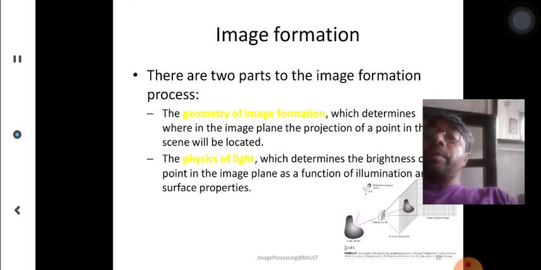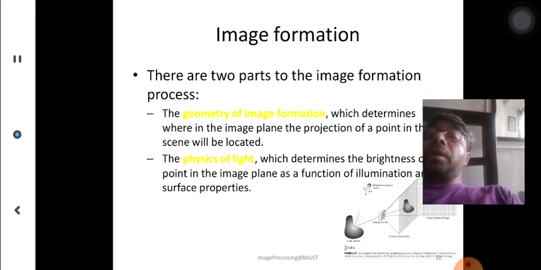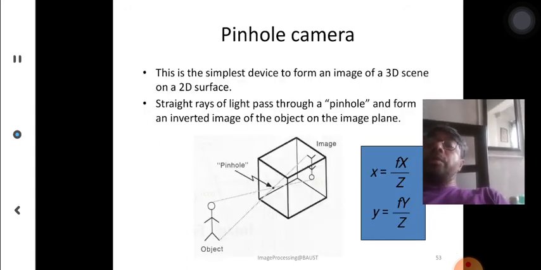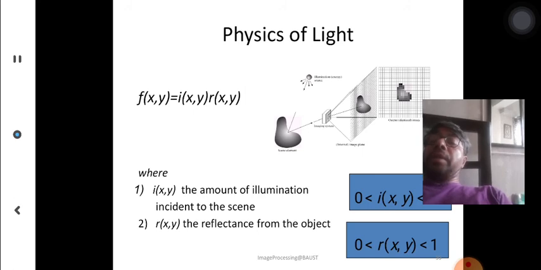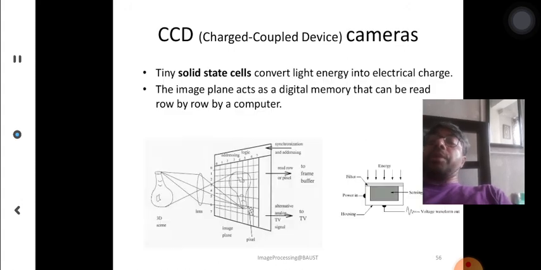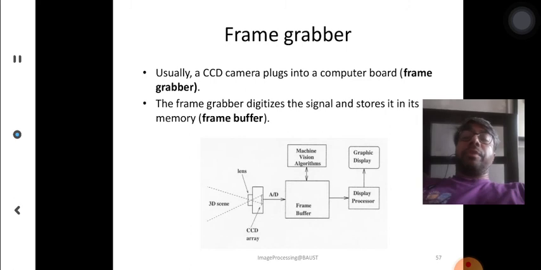There are actually two aspects of image formation. One we call representation of color and the other representation of information. This is a pinhole camera, as we discussed before. So in the camera optics, you have a reflection, and that reflection produces an image which gets corrected. The physics of light is like this: there is an amount of illumination incident on the scene, and there is a reflection from the object. So there is a charge coupled device, the CCD camera, and the CCD camera is just static. The image is captured. There is a frame grabber, and the CCD camera plugs into the frame grabber, and this grabber helps a lot in capturing the images.